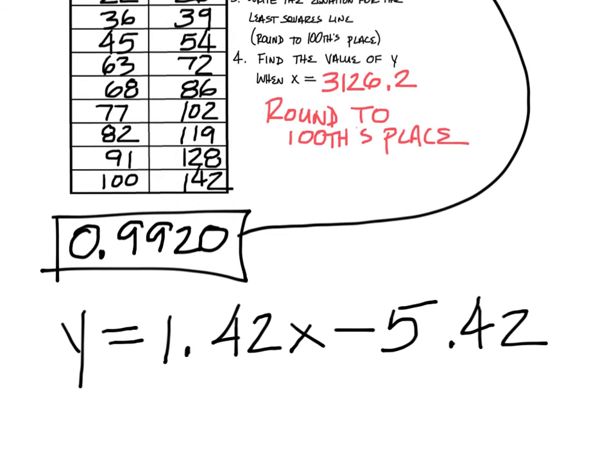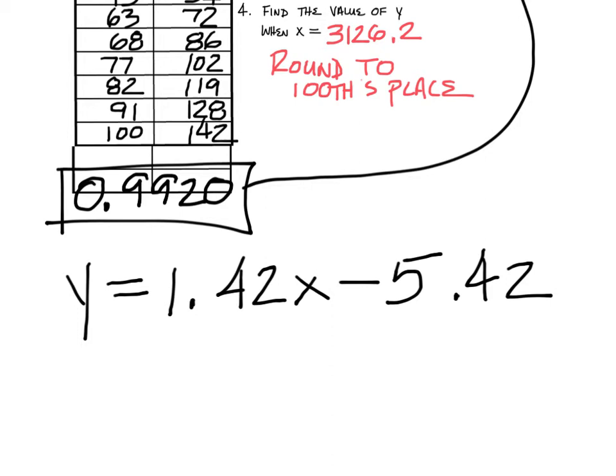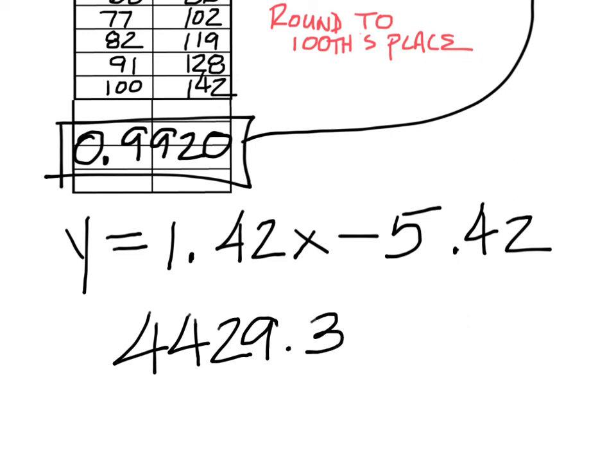And now you had to make a prediction for 3126.2, so I'll enter that in. 3126.2, enter that in for x, and then use the y1 to calculate. And that had to be rounded to the hundredths place, so that is 4429.37.